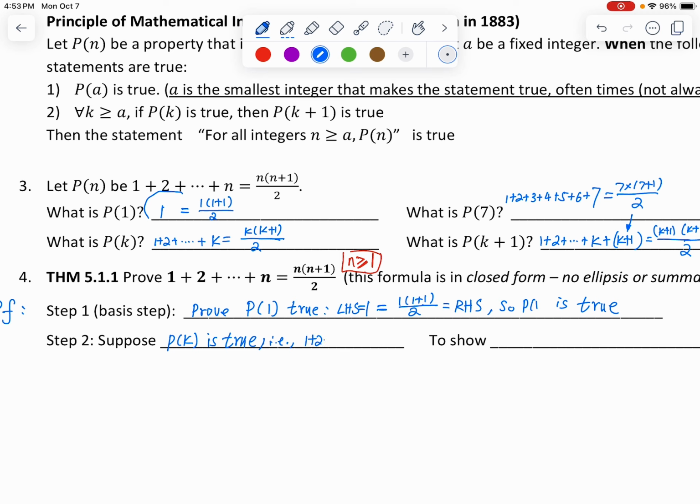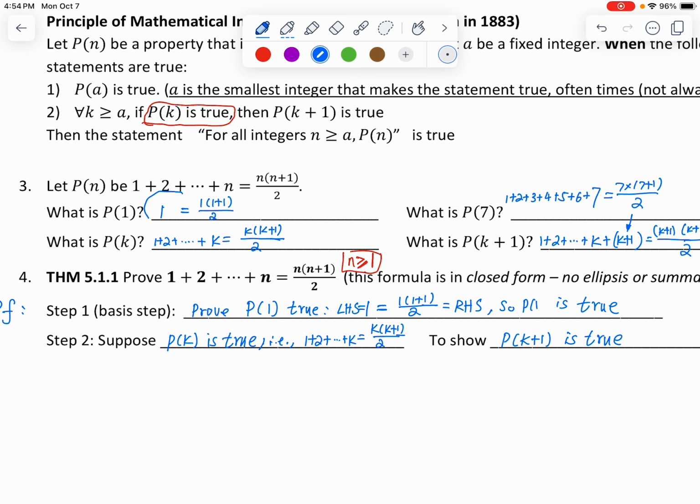1 plus 2 plus all the way up to k is equal to k times k plus 1 divided by 2. Now, that's what we are doing. We are assuming this is true. We want to show that P of k plus 1 is true.